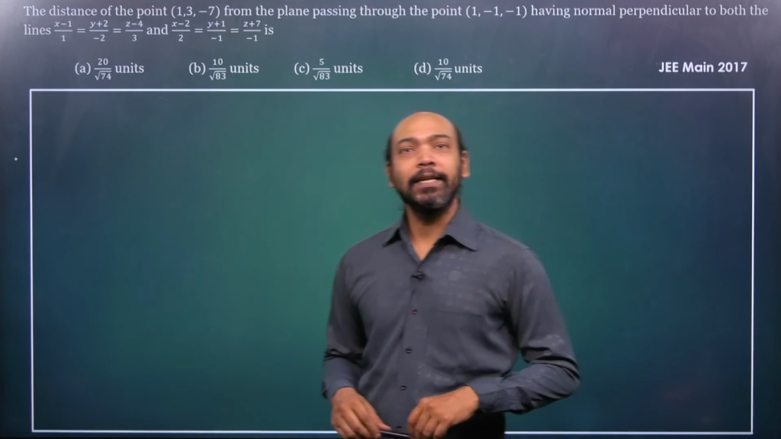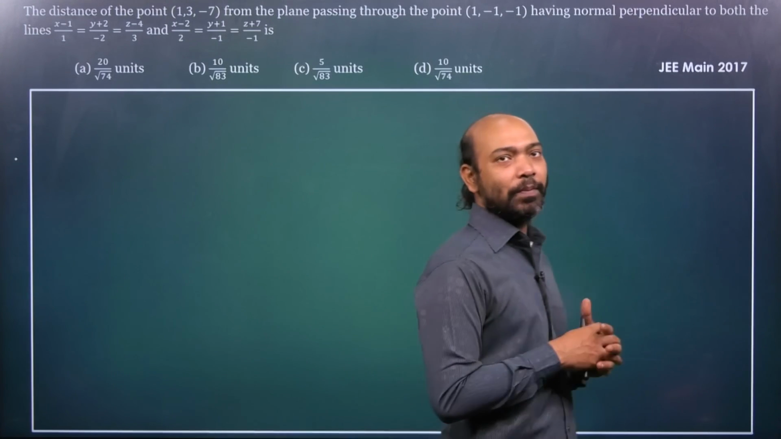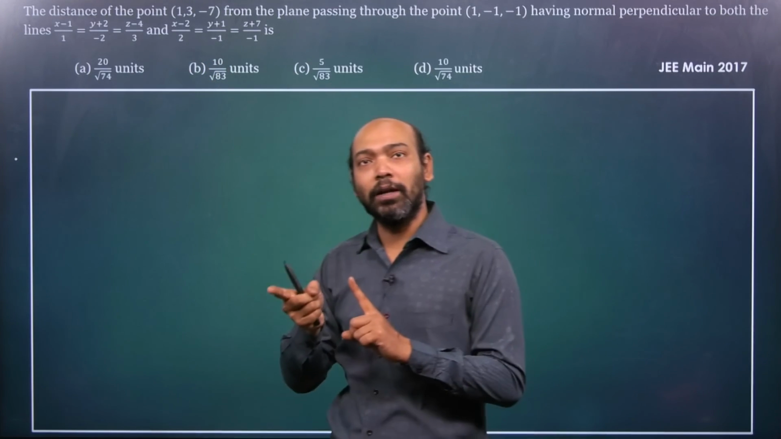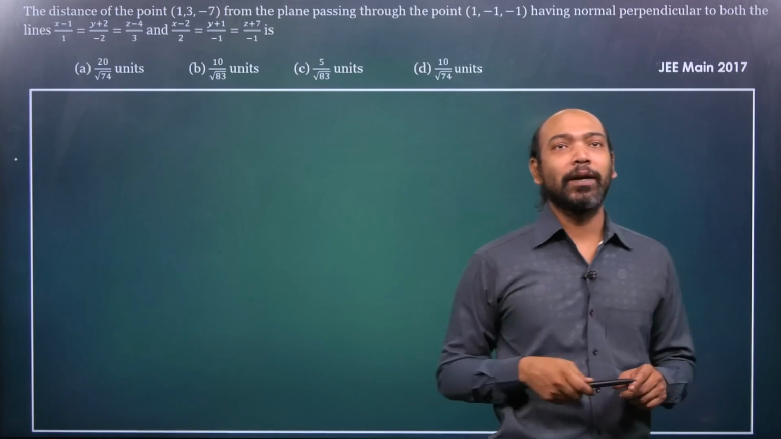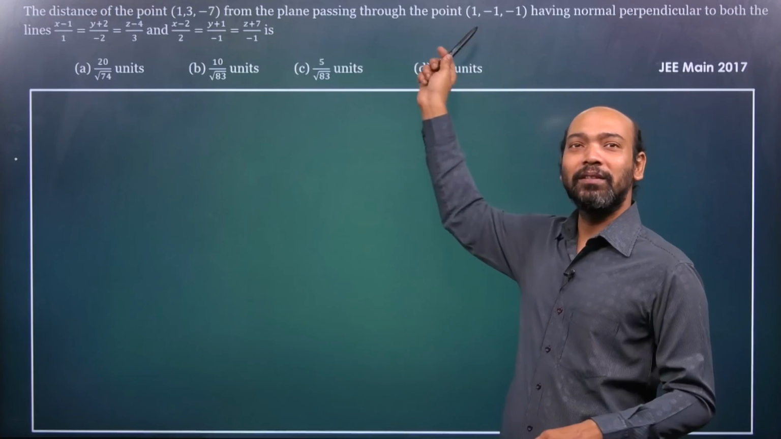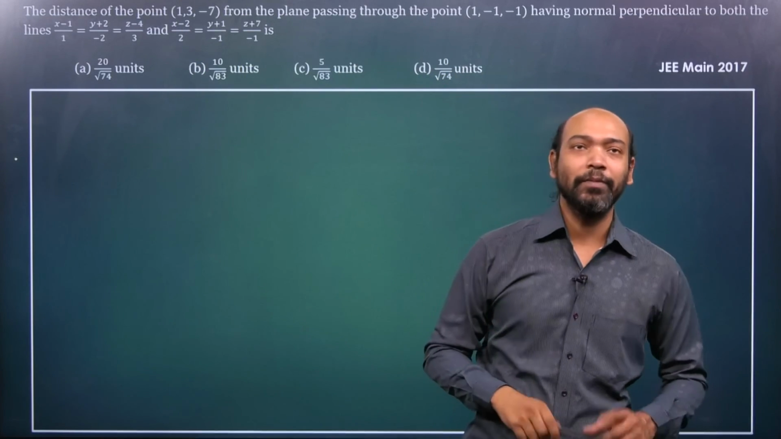Hi all, in this particular problem we are first going to find the equation of a plane passing through the point (1, 3, -7) and which is perpendicular to both of the given lines, x minus 1, y minus 2 and so on. First we have to find the plane passing through this point, and we need to drop a perpendicular from that. Just reverse it.